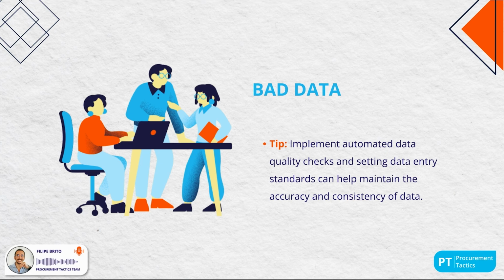The solution is to establish strong data governance practices, including data validation, cleansing, and standardization processes. Implementing automated data quality checks and setting data entry standards can help maintain the accuracy and consistency of data. For procurement managers, this requires analytical thinking and reviewing and updating data to ensure that analytics are based on reliable information, leading to more informed decision making.